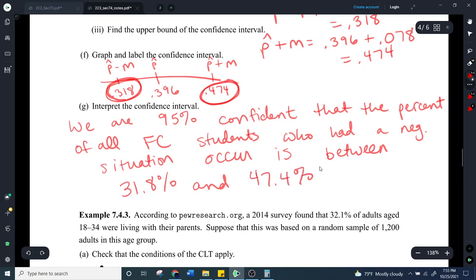So we don't know exactly how many Flagler College students had this situation. We think it's around this percentage. We think it's around 39.6%, give or take, but we think it's between 31.8% and 47.4%. So we're making an inference or an estimate for what we think is true about the population proportion.